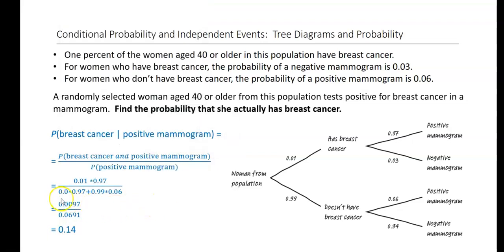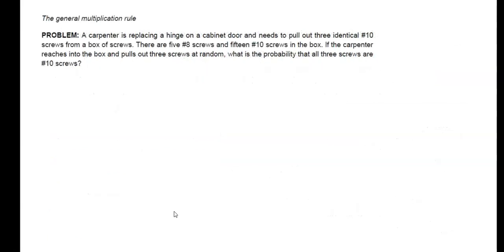So again, they showed their work there. They're taking both the top branch and the third branch. That's our denominator. And our numerator is the top branch, if you look at the four different branches, because that's the folks who actually have breast cancer and tested positive. So again, just take some thought there and be careful.